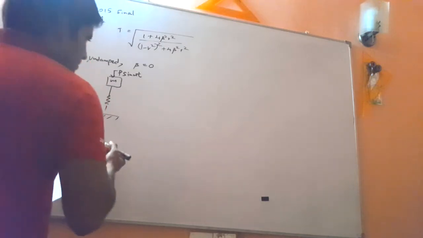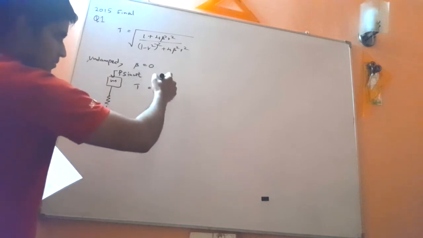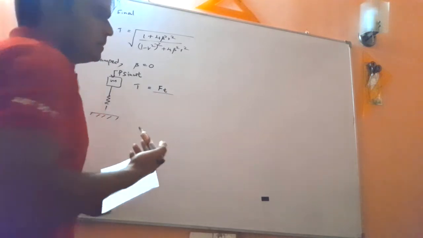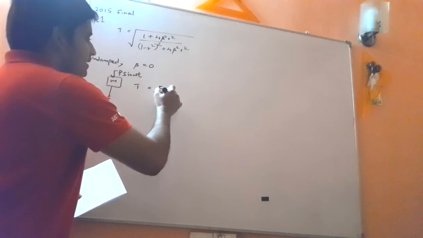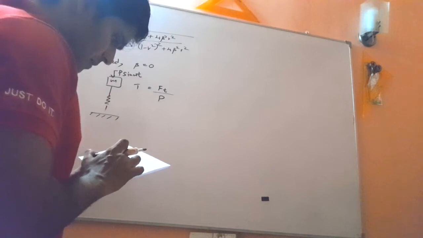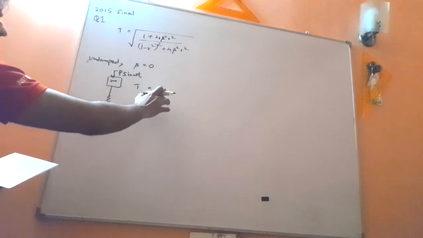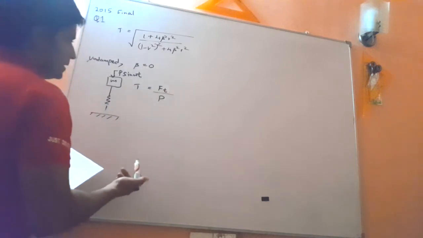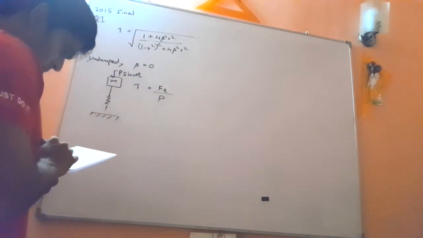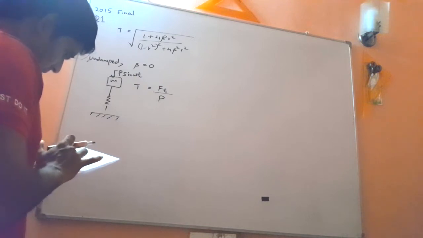So what is the transmissibility ratio T? That is the force that is transmitted to the ground, Ft, divided by the magnitude or modulus of the excitation force. The repeating force is the magnitude of the excitation force, so we know that. So what is Ft? We have to calculate the maximum stiffness.